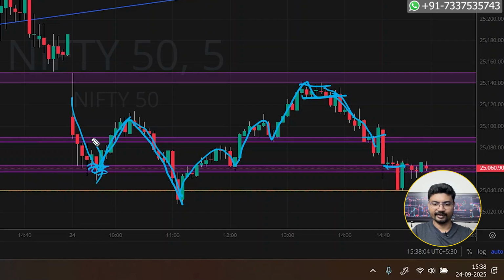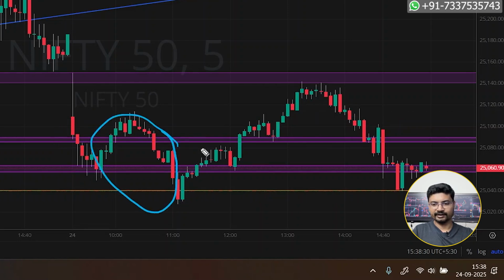Even if you are not able to capture at this point, this is the point where you should take the trade for this target and this target. Even if you exited at this target, that's a good trade. And I'll also explain what happened in intraday. I'll show you how you can trade these moves in intraday. I'll explain that in this video. Watch the video. I'm going to explain that as well.